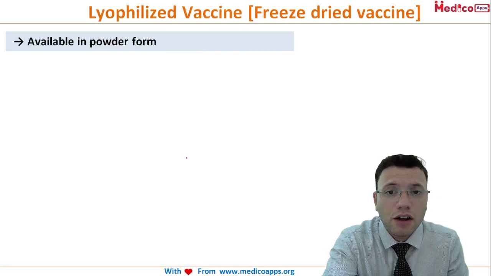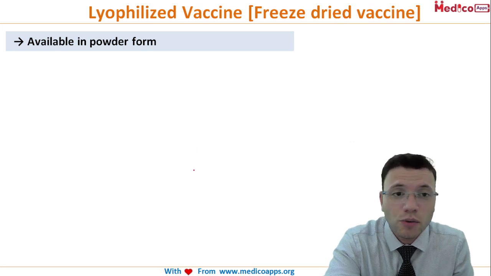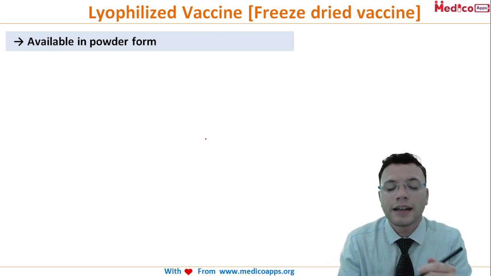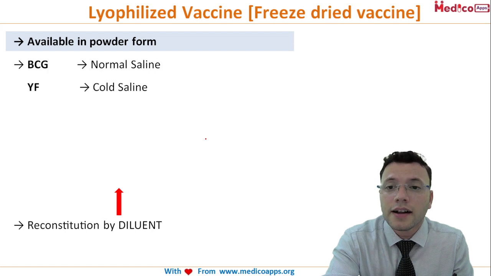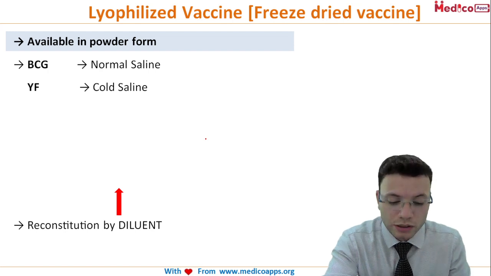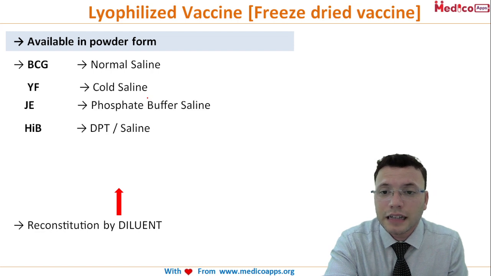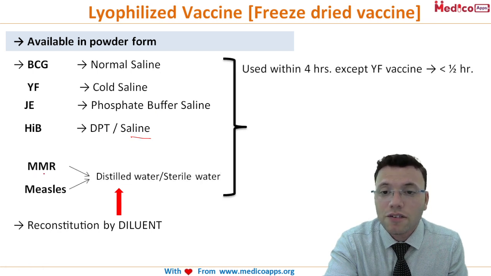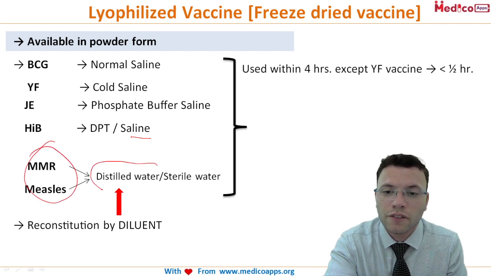Okay. So lyophilized vaccines are the freeze-dried vaccines. They're available in powdered form. They need to be reconstituted into liquid form before we give the vaccine. They are BCG and yellow fever, both to be reconstituted with normal saline. Japanese encephalitis, specialized phosphate buffer saline. Haemophilus influenzae B with saline again, and DPT is similar. And for measles only, if you want to remember, only for measles you use distilled water. Rest of all, it is saline. It's very simple to remember.